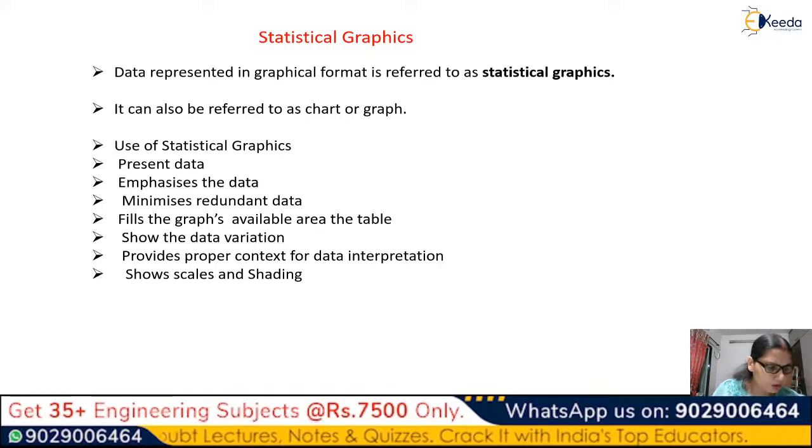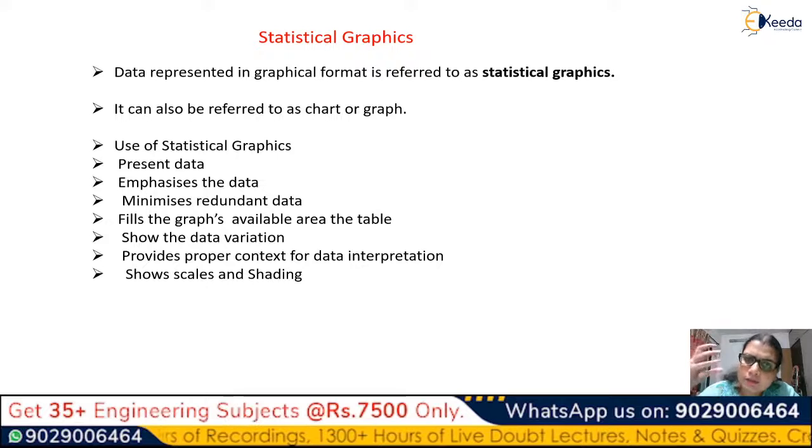And as I told you, nowadays you don't need to make a graph yourself. What you do is give the x and y range of values, and click on the graph you choose, whether it is a line graph, a pie chart, a histogram, and so on. Different types of graphs you select, and accordingly the result will be shown to you.